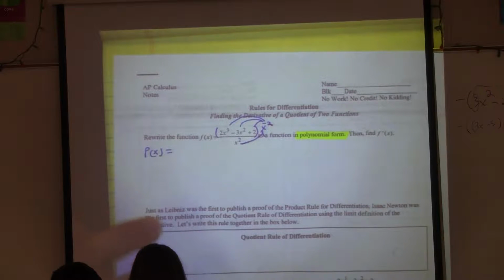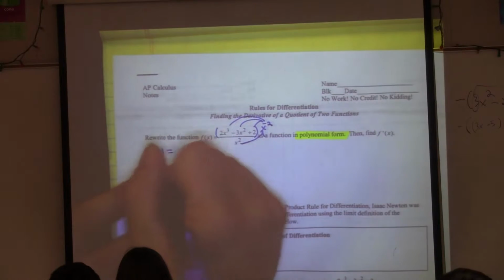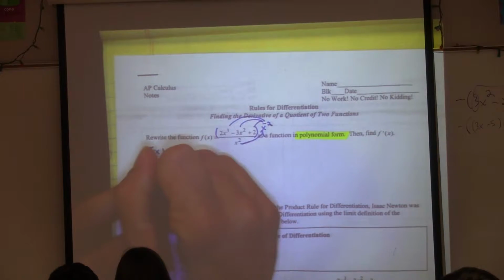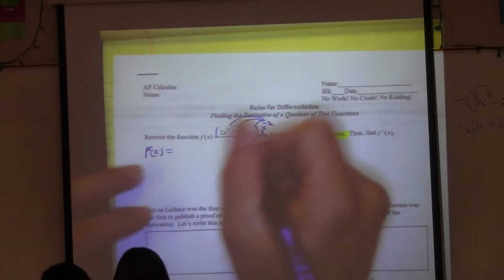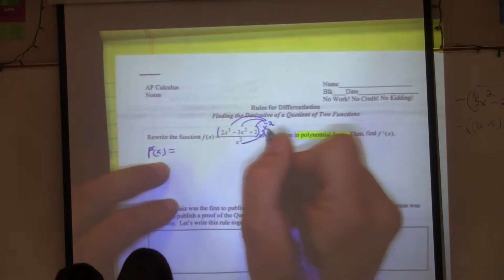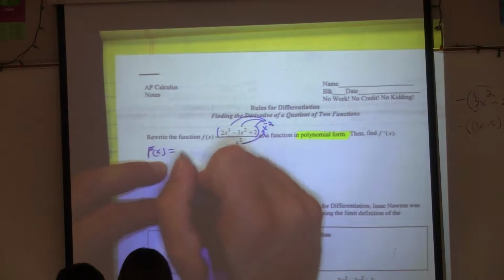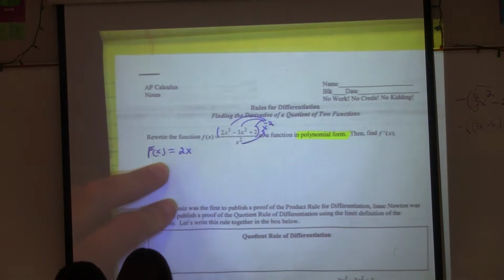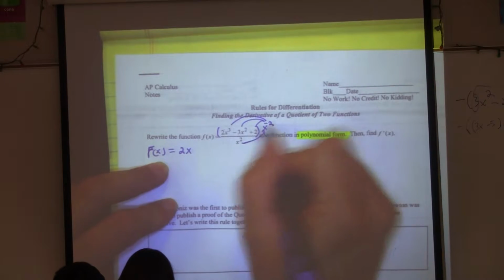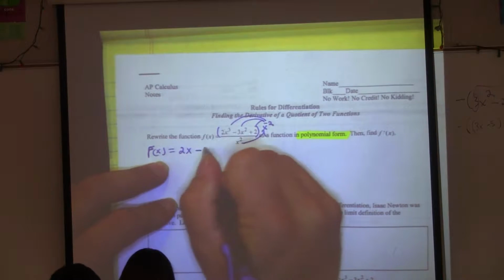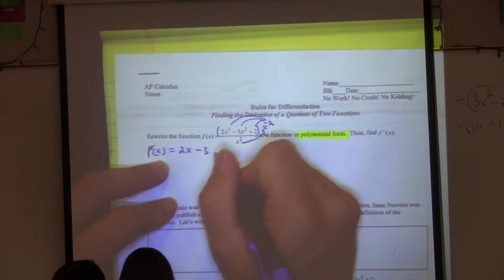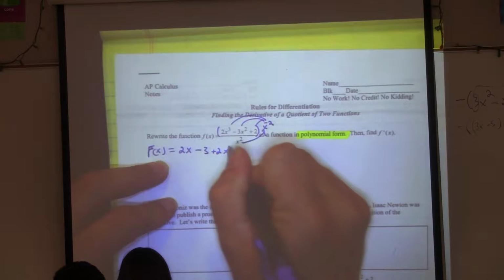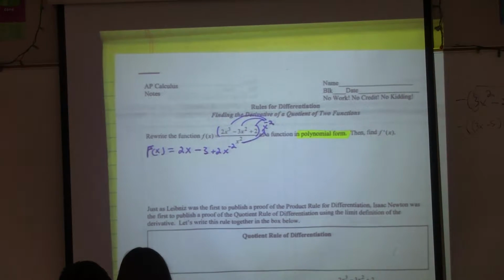Yes? It's not a P, ma'am, it's an F, it's just that they're really close to each other. Okay? So, what would be f of x here? -2 and 3, that gives me what? 1, so that's 2x. We have 2 and -2, that cancels out, so it's just -3. And then 2 times x to the -2 is 2x to the -2. Everybody with me?